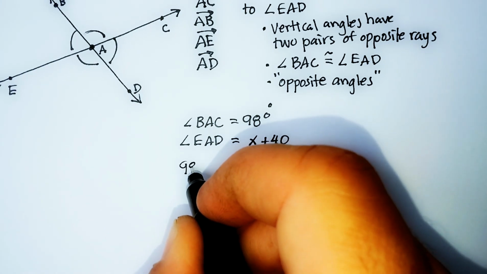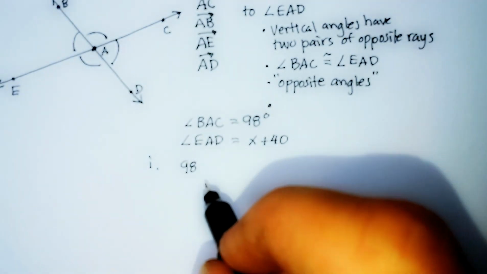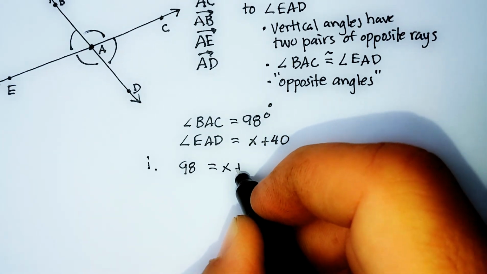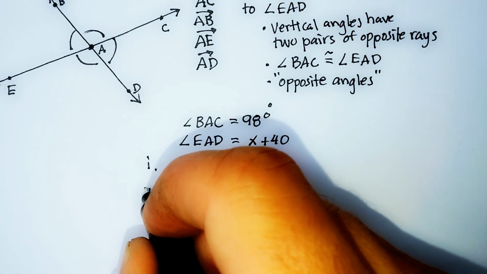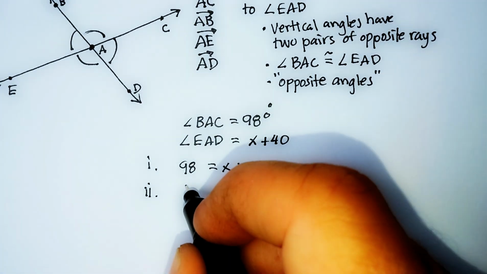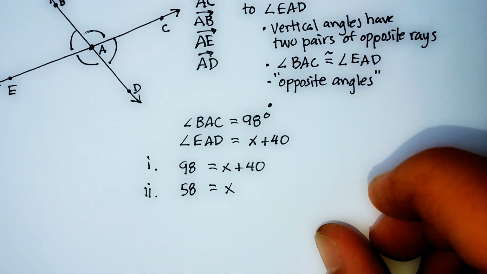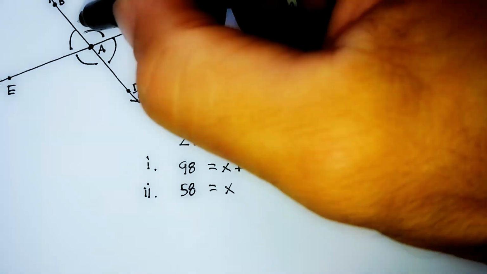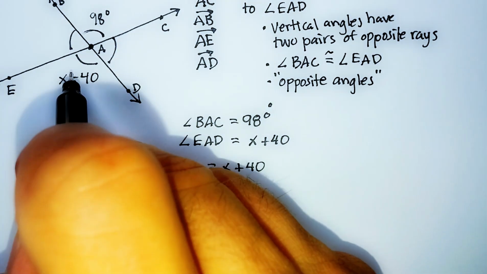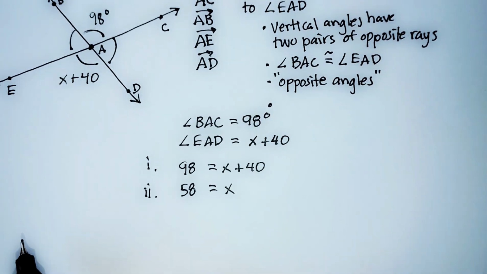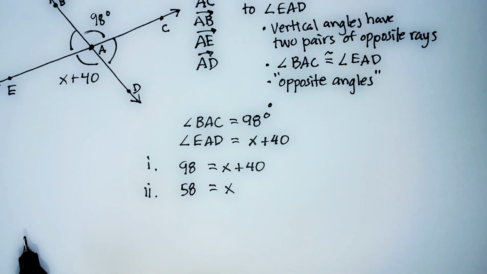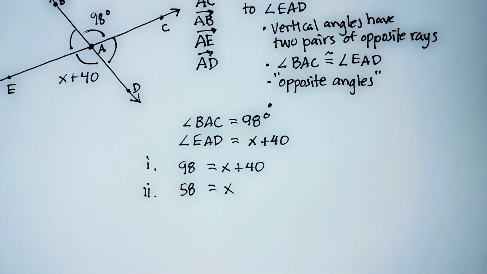So 98 is equal to x plus 40. And now you just solve for the x. Subtract 40 from both sides. You get 58 is equal to x. Okay? A lot of times what you'll see is they'll say something like 98 degrees here, they'll define this one as x plus 40, and then you have to find the opposite angle. Okay? Let me give you a little bit more complicated problem just so that you can get an idea of how these might be used.